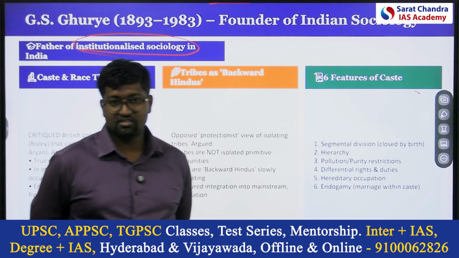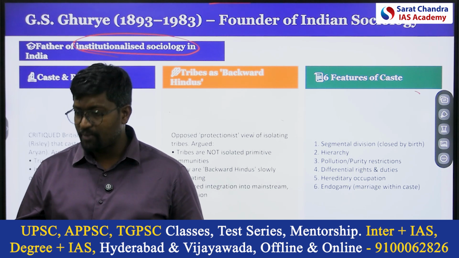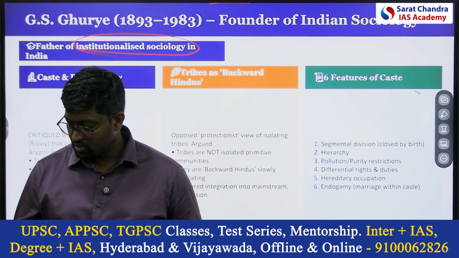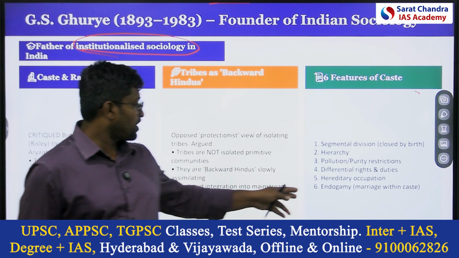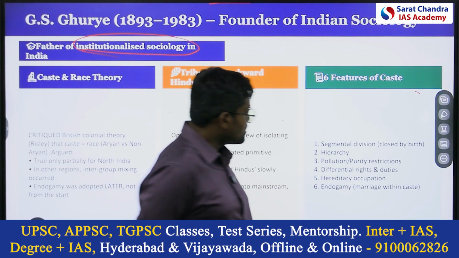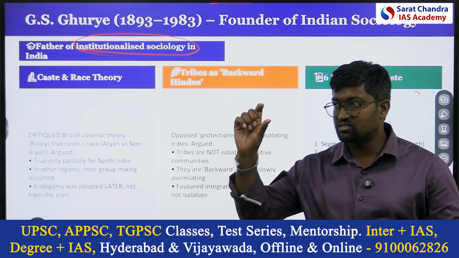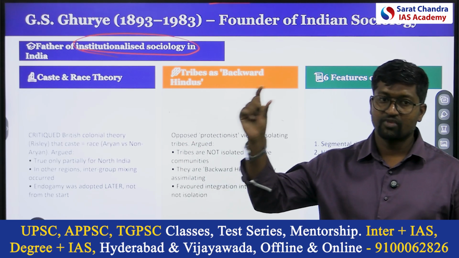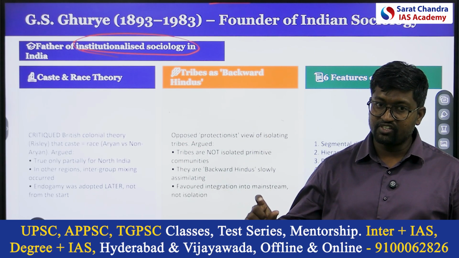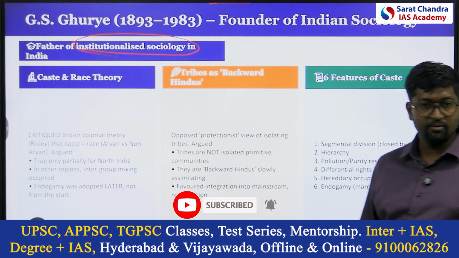Hereditary occupations. There is a hereditary occupation. A Brahmin's son will become a Brahmin only. Okay. So next, endogamy. Endogamy is marriage within the caste. So this is how G.S. Ghurye understood the relationship between caste and race, what the features of caste are, and how to understand tribes.